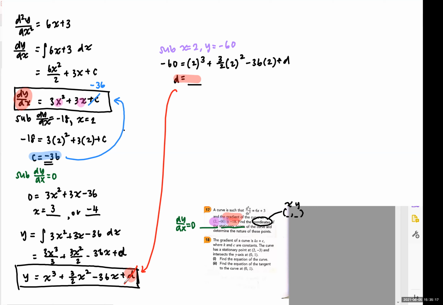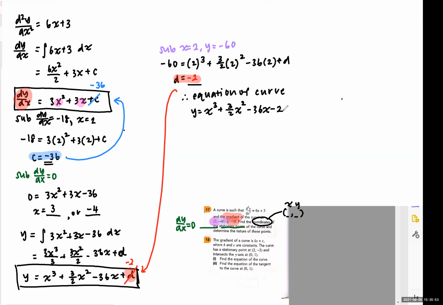What's the d value that you guys get? -2. Yahoo! So I cancel it out. I just write down -2. So therefore, from here, I have my equation, right? What's my equation? Curve. Y equals x cubed plus 3/2 x squared minus 36x minus 2. Okay. And do you think from here you can find your stationary points already?